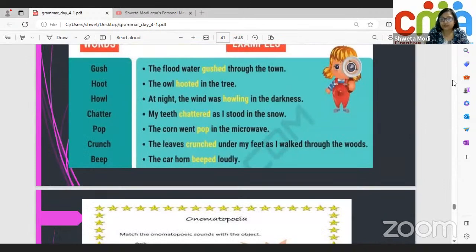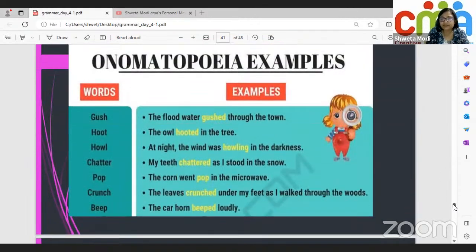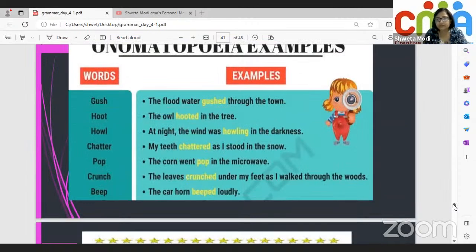So why do we use it? It's a literary device. Literary device means a figure of speech. So in Jolly Grammar, we have onomatopoeia and alliteration as figures of speech. One simple way of writing the same sentence could be: the flood water entered through the town. But the moment you hear gushed through the town, what is the difference?